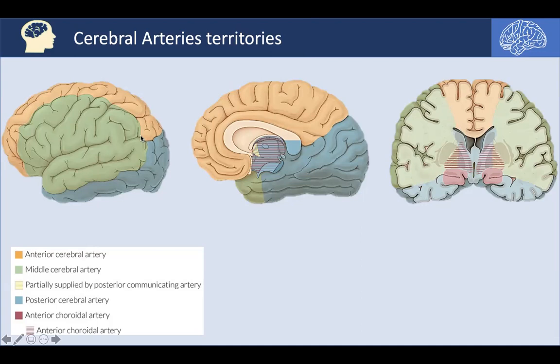If we look at the lateral surface of the brain, we can see most of it is supplied by the green area that represents the middle cerebral artery. And in this coronal section, we see that the lateral surface of the brain is supplied by the MCA.